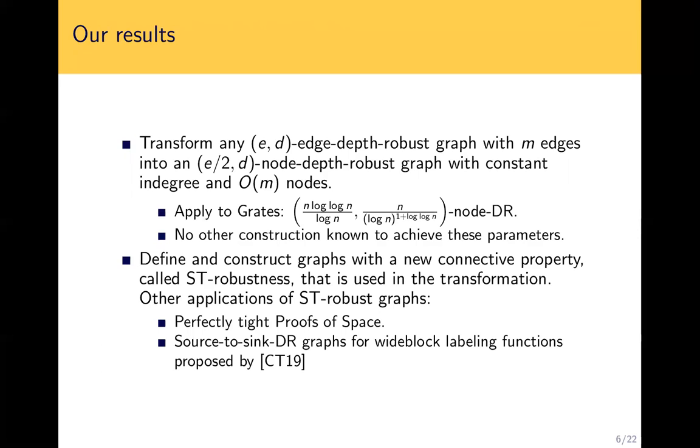Additionally, to actually construct this transformation, we define and then construct graphs that have a new connectivity property that we call ST robustness. Later in the talk, we'll get into how we actually construct them, but these ST robust graphs also have applications to what we call perfectly tight proofs of space and to constructing source-distinct depth robust graphs that were used for wide block labeling functions proposed by Chen and Tessaro.